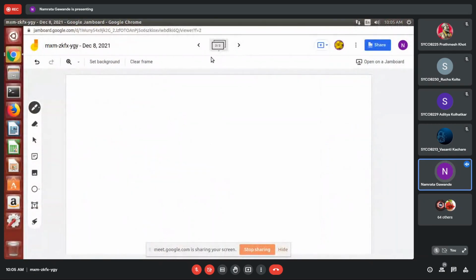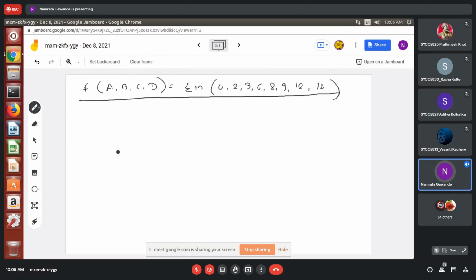Okay, I will show you over here. The expression is F of four variables A, B, C, D, with summation of M 0, 2, 3, 6, 8, 9, 12, and 14. These are the minterms. Realize this expression using a mux. There are four variables, so four variables means four select lines. How many inputs are there?